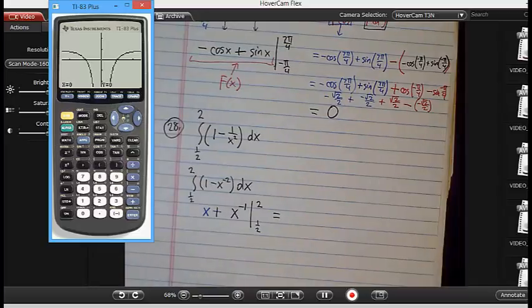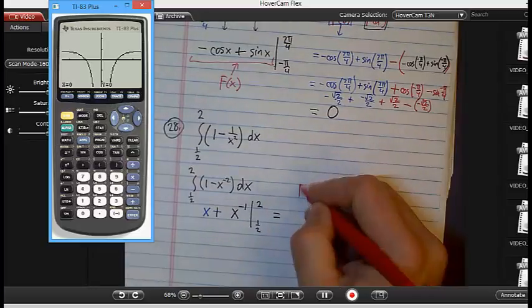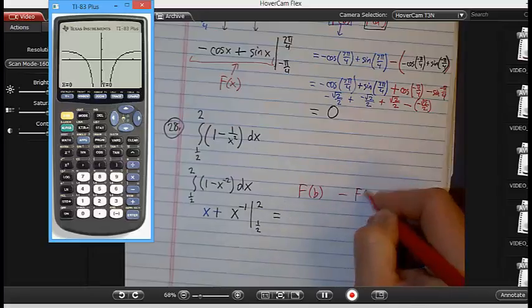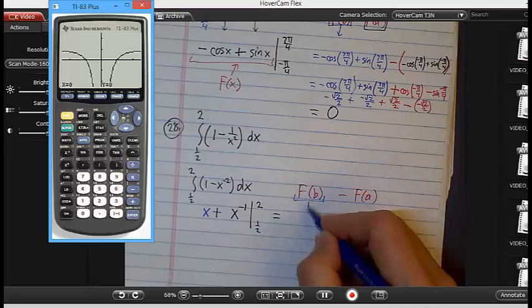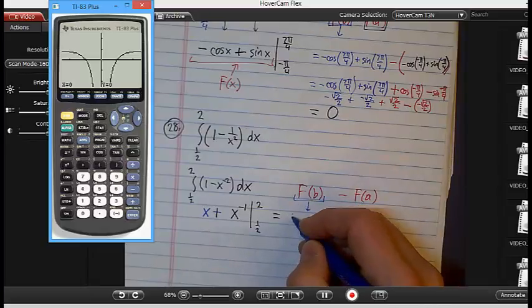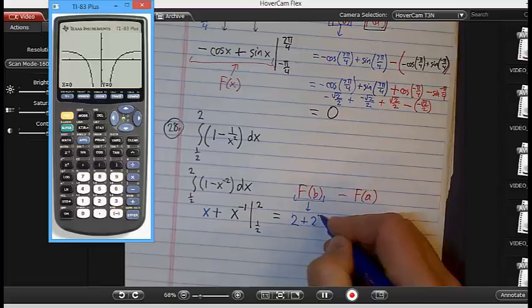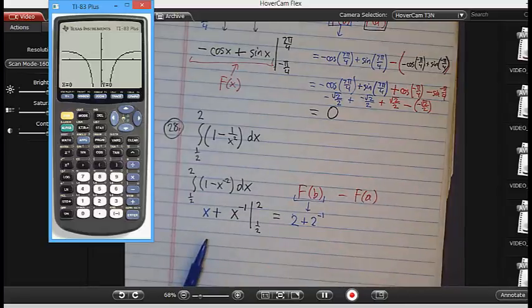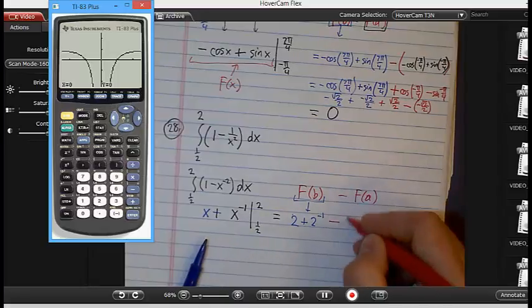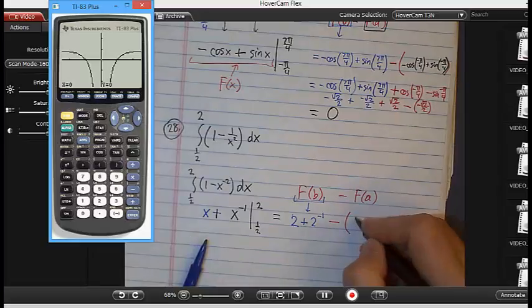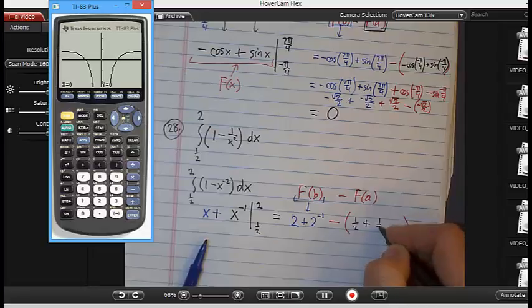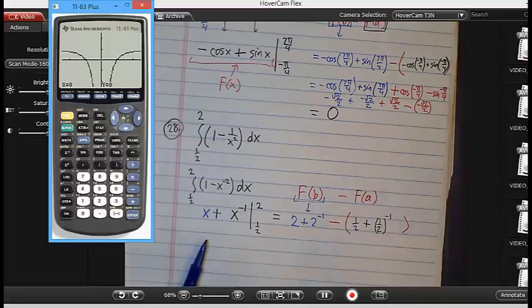So again, I got this far, and now the job is just to do my f of b minus f of a. So let me go ahead and work it out. F of b here would be, well, 2 plus 2 to the negative first power. And then I'll subtract, and I'll put some parentheses because I don't want to make a mistake when I distribute the negative. And I get 1/2 plus 1/2 to the negative first power. You guys with me?